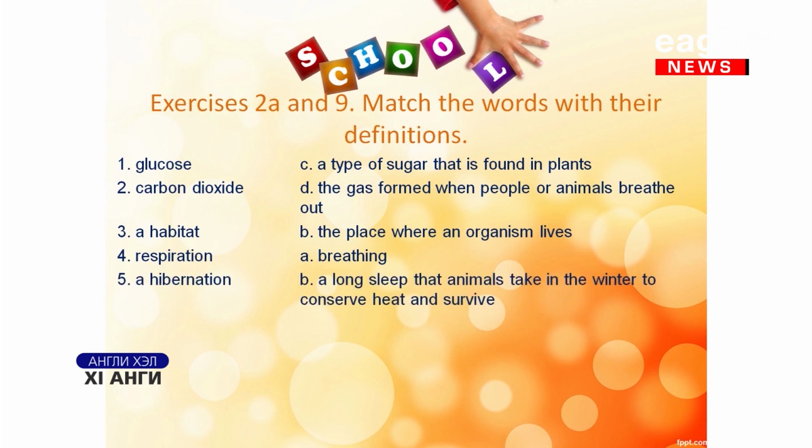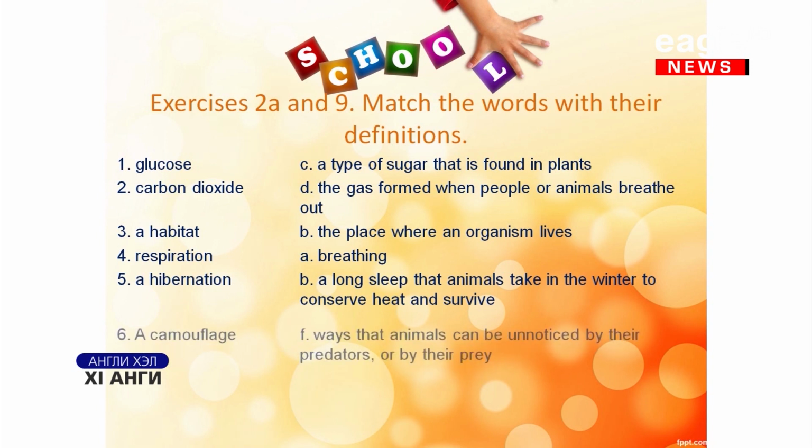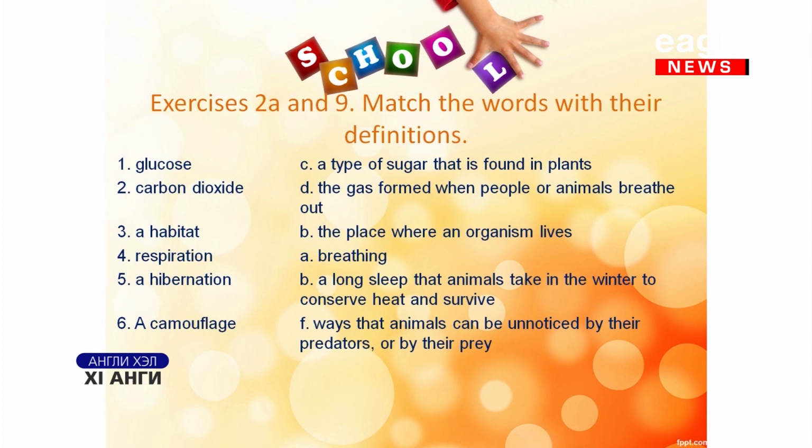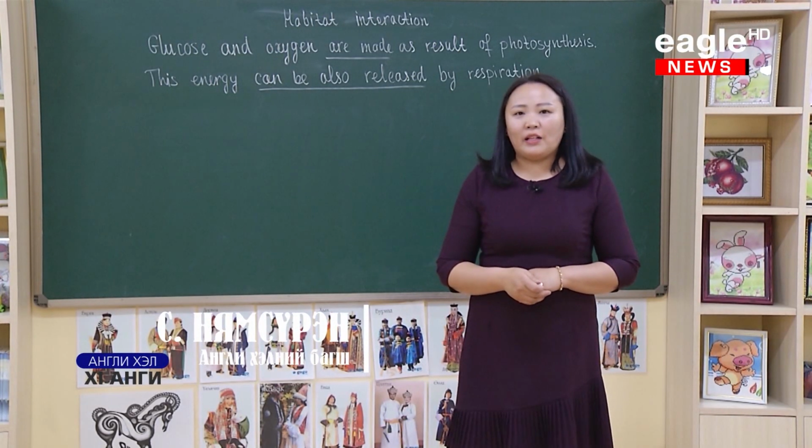Next word, a hibernation. Answer is B, a long sleep that animals take in the winter to conserve heat and survive. Last word, a camouflage. Answer is F, ways that animals can be unnoticed by their predators or by their prey. After that, you should match other words with their definitions.